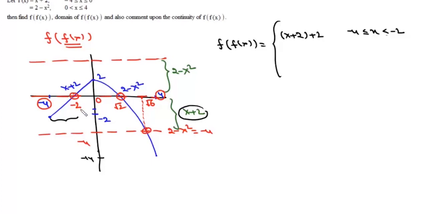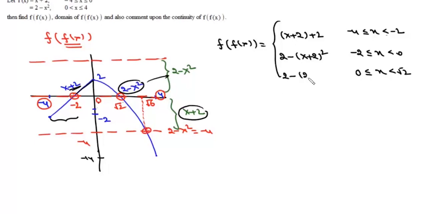Now this next interval is between -2 and 0. So when x lies between -2 and 0, again this definition is x plus 2. Now it will go to this 2 minus x square. So it will be this 2 minus x plus 2 whole square. Now the next one is from 0 to √2. So when x lies between 0 to √2, definition here is 2 minus x square, and we'll go to this definition. So it will be this 2 minus x whole square.